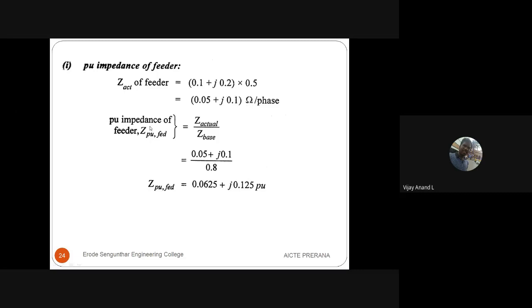Now the per unit impedance of the feeder, Z pu, is equal to Z actual divided by Z base. So Z actual is 0.05 plus j0.1 divided by Z base, which we calculated as 0.8. Substituting 0.8 in the denominator, we get the final answer: Z per unit for the feeder is 0.0625 plus j0.125 per unit. It is in rectangular form.